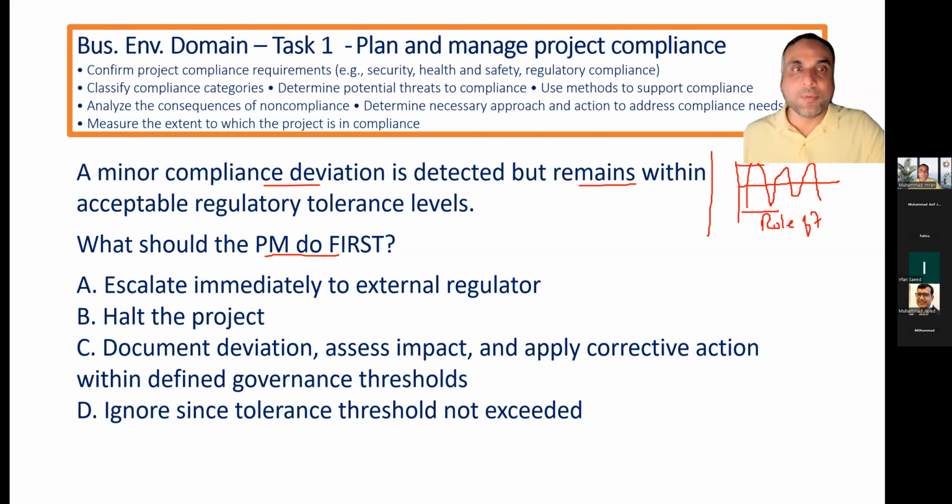Whenever something has happened, a risk or issue is detected, so we need to do what? Corrective action as well as preventive action. First you will do the corrective action and then you will do the preventive action to avoid it happening again. So yes, C is the correct answer.